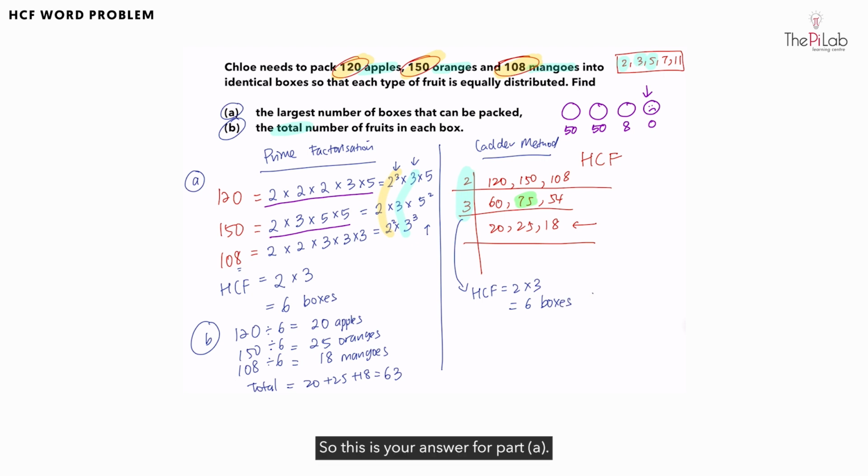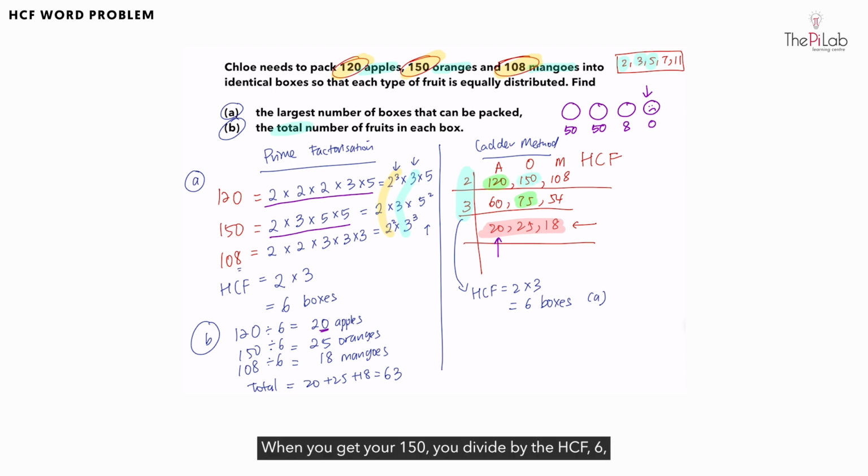So this is your answer for part A. Now, how are we going to find the answer for part B? The answer is actually in the working. Can you spot where it is? That's right, it is in the last row. So 120 refers to the apples, 150 the oranges, and 108 the mangoes. Now when you take each type of fruit, 120 divided by 2 times 3, which is 6, you get back your 20, which is the same as our answer earlier.